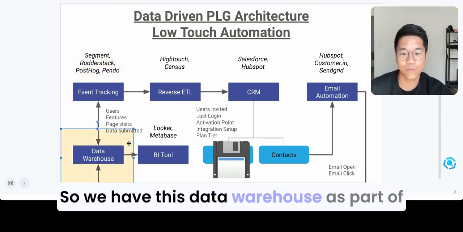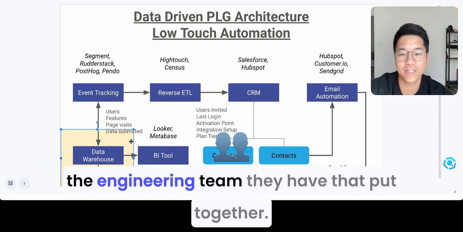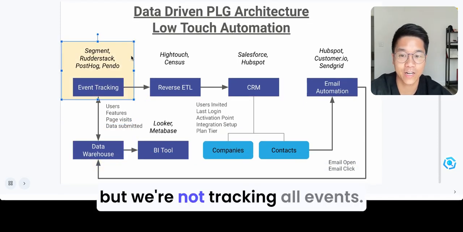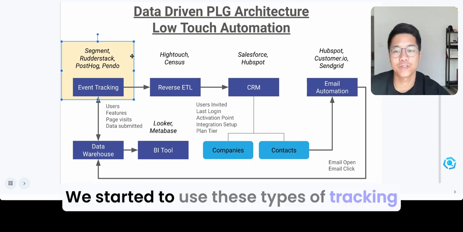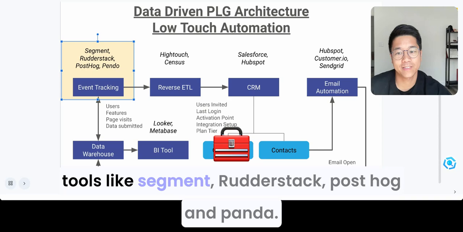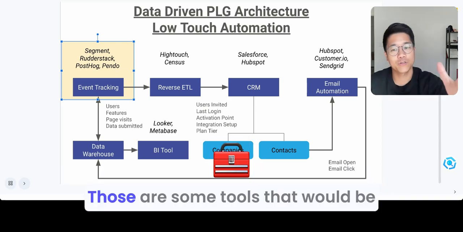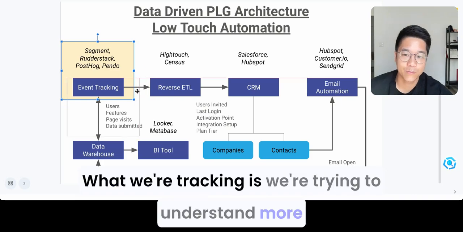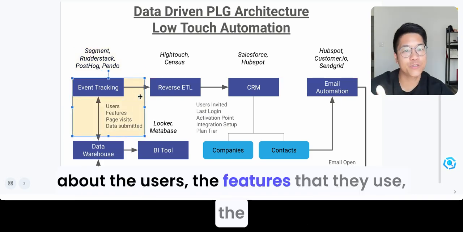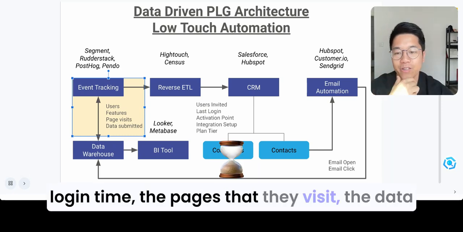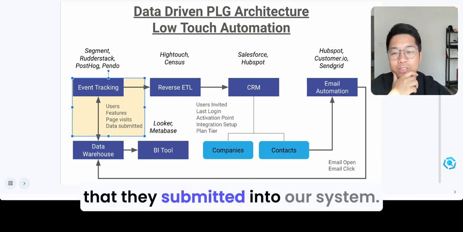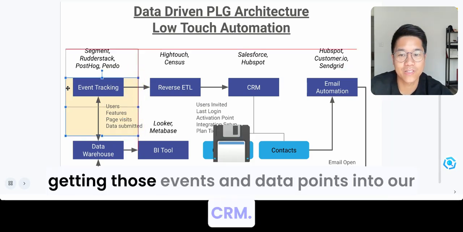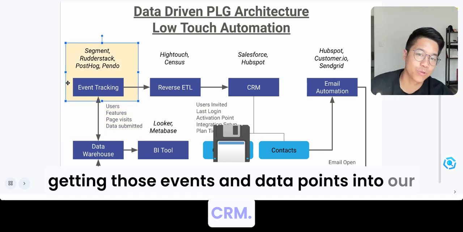So we have this data warehouse as part of the engineering team. They have that put together. We're tracking a lot of events, but we're not tracking all events. So we started to use these types of tracking tools like Segment, RudderStack, Posthog, and Pendo. Those are some tools that would be recommended to have those types of tracking. And what we're tracking is we're trying to understand more about the users, the features that they use, the login time, the pages that they visit, the data that is submitted into our system. And ultimately, we want to make sure that we are getting those events and data points into our CRM.